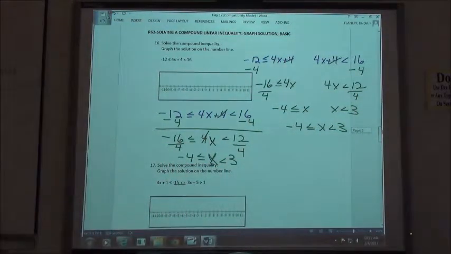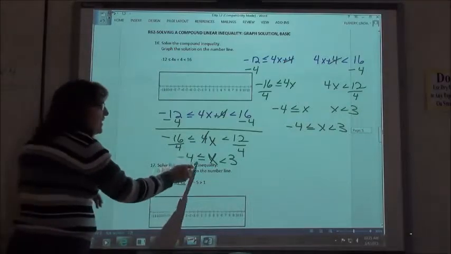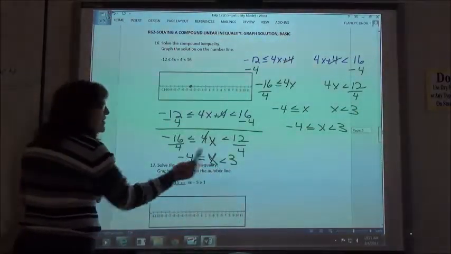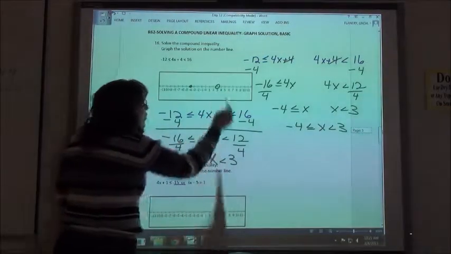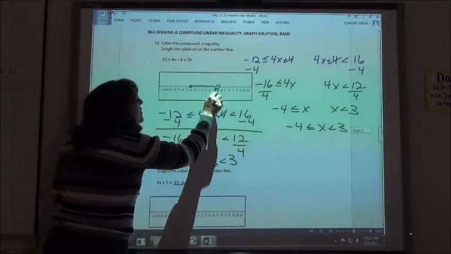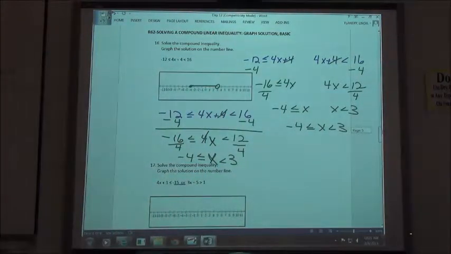I still have to graph my solution. If I have the less than or equal to, I have the filled in circle. If I just have the less than, I have the open circle. The x is between my two numbers, so I'm shading between my two end marks.